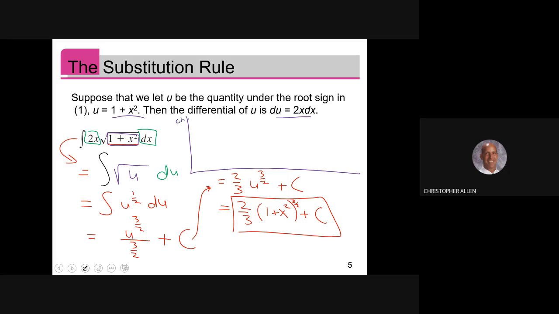Here's my check. So what I want to do is the derivative with respect to x of 2/3 (1 plus x squared) to the 3 halves plus c. I want to do that derivative, right? Okay, first of all, let's do the easy part. What's the derivative of a constant? 0, right? So that c is going to go away. What rule do I need to do the derivative of that thing, though? The chain rule. That is exactly right.